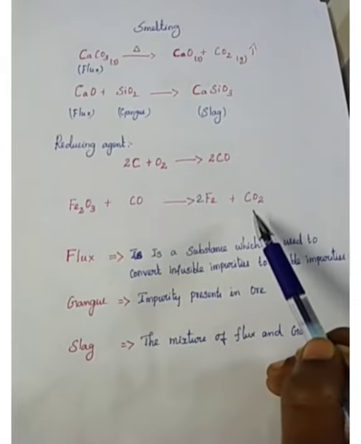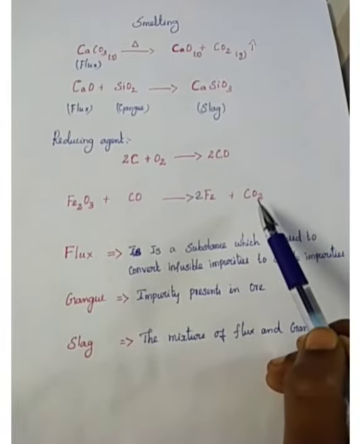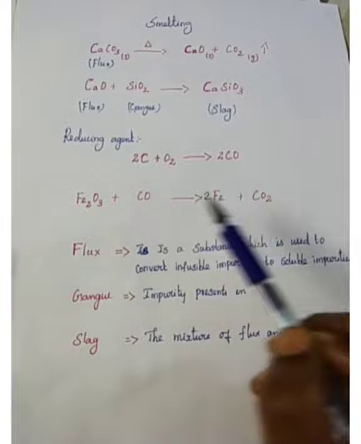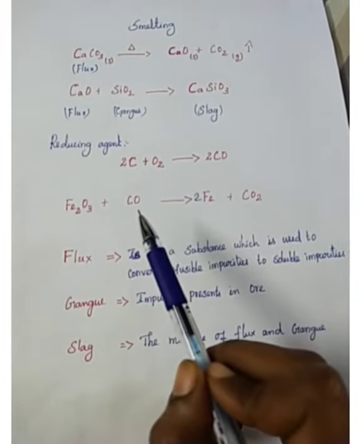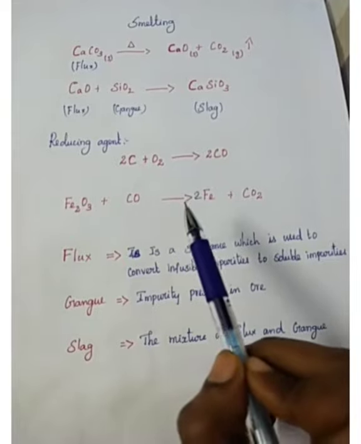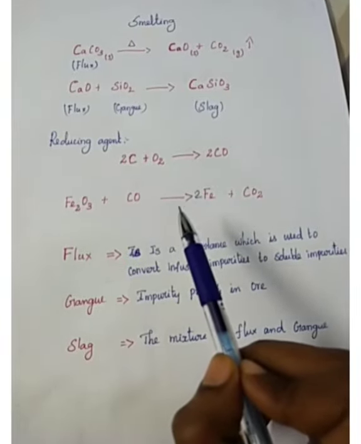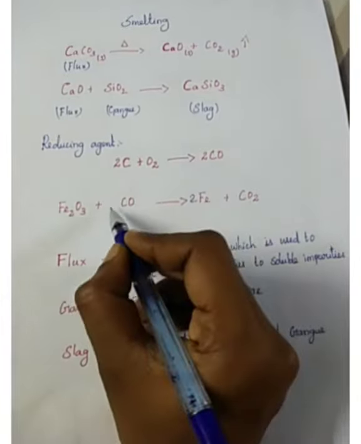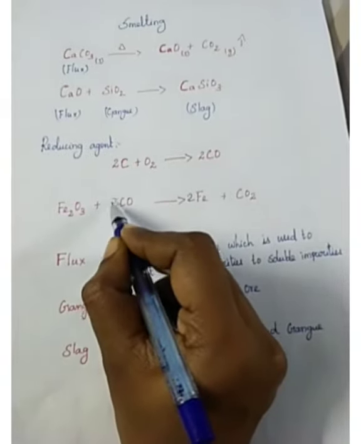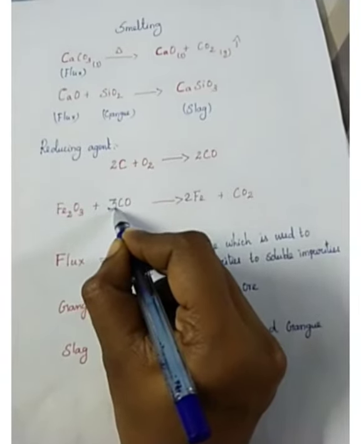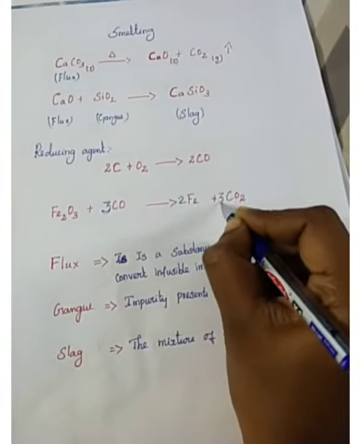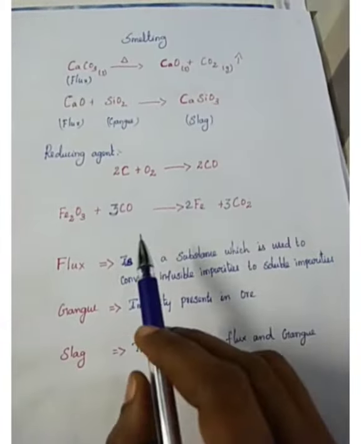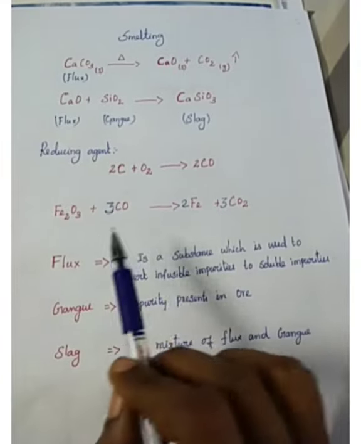Next we are going to balance the oxygen. Oxygen on the right hand side is 2, but on the left hand side it is 3 plus 1, which is 4. To equalize the oxygen on both sides, we are going to add 3. We are going to put 3 in front of CO and in front of CO2. Now you calculate whether these equations are balanced.